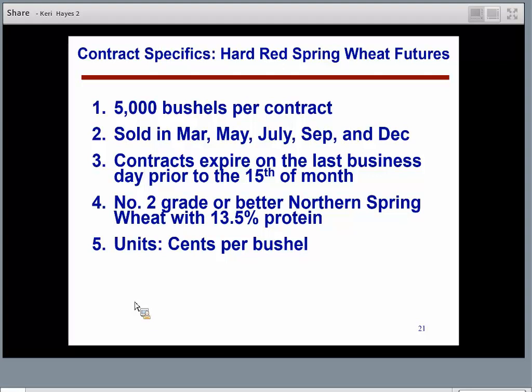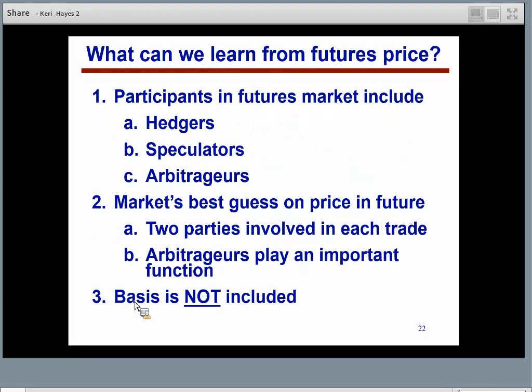They're all reported in cents per bushel, and they make some assumptions. So they're all standardized contracts. Now, one thing to keep in mind, it might scare you a bit to know that you have some different participants in the futures market. Hedgers, just like you, if you were a farmer going in there to hedge.